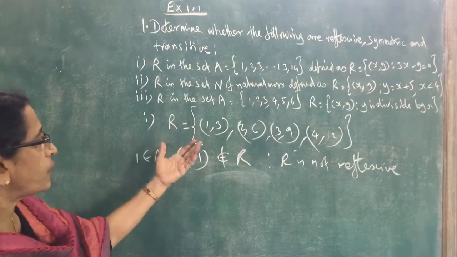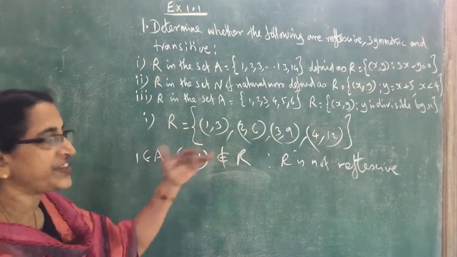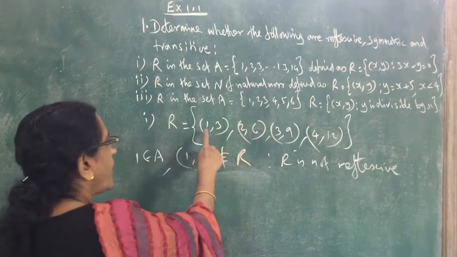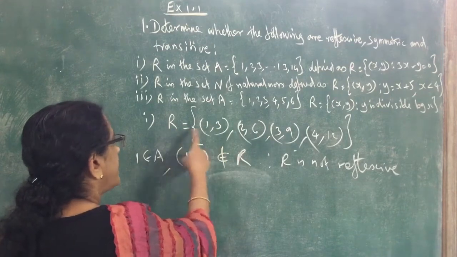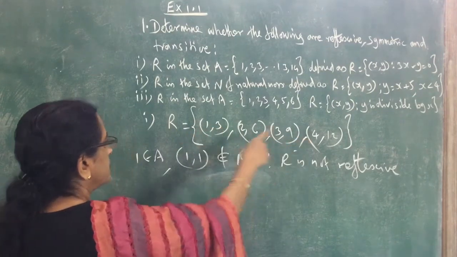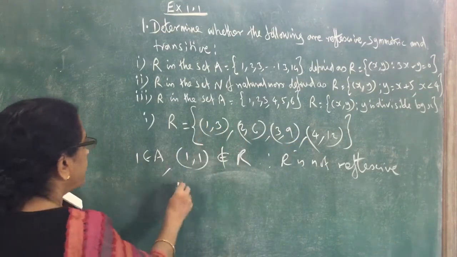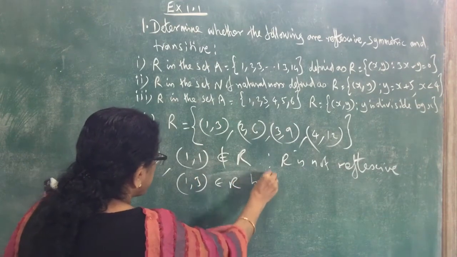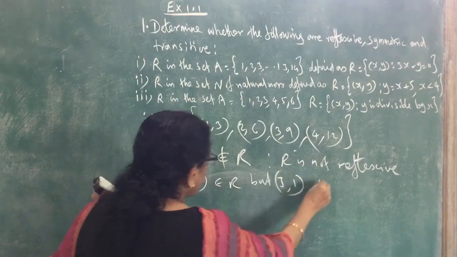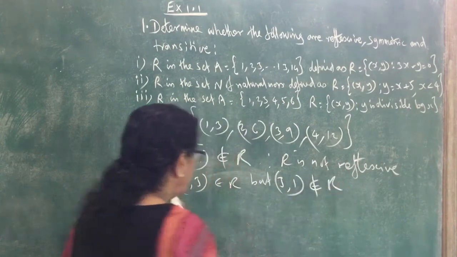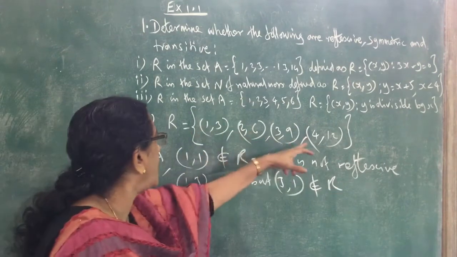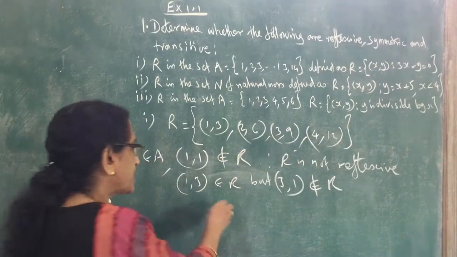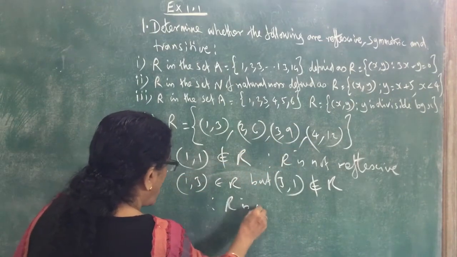Now symmetric. Is it symmetric? If it is not symmetric, just show it with one example. See here, (1, 3) is an element of R but (3, 1) is not there. So (1, 3) is an element of R but (3, 1) is not an element of R. Therefore R is not symmetric.